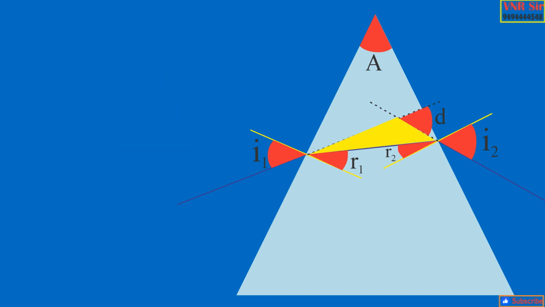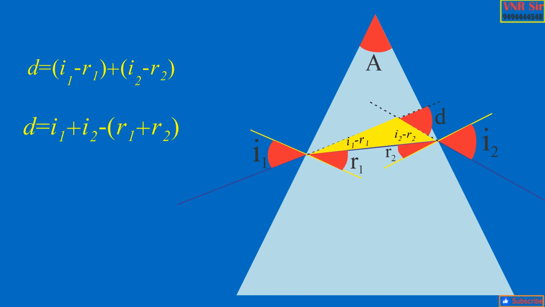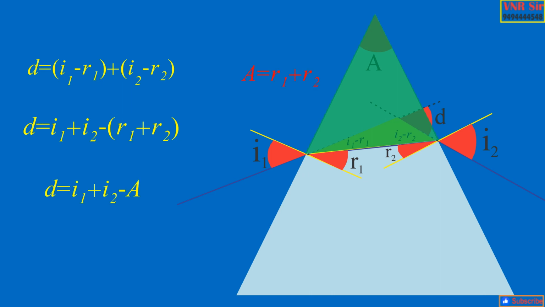From this triangle, we can write D is equal to I1 minus R1 plus I2 minus R2. So the sum of the interior angles is equal to the exterior angle. Further, D is equal to I1 plus I2 minus R1 plus R2 we can write. From the big triangle, we can write A is equal to R1 plus R2. Therefore, D is equal to I1 plus I2 minus A.